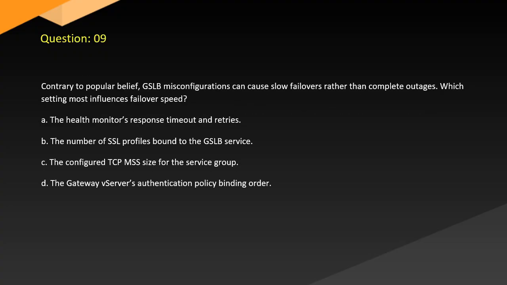Question 9. Contrary to popular belief, GSLB misconfigurations can cause slow failovers rather than complete outages. Which setting most influences failover speed? A. The health monitor's response timeout and retries. B. The number of SSL profiles bound to the GSLB service. C. The configured MSS size for the service group. D. The gateway vserver's authentication policy binding order.